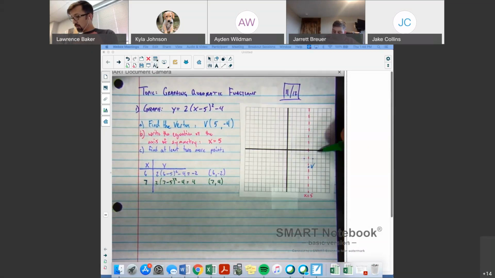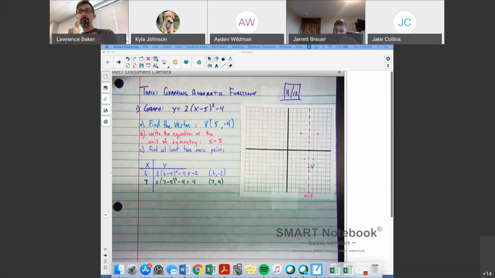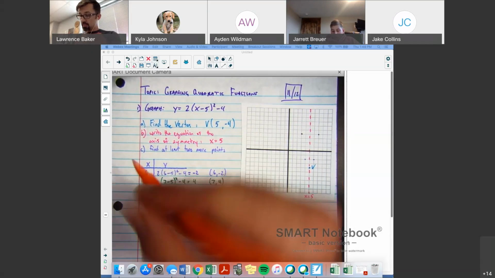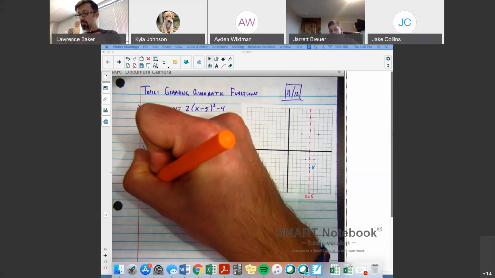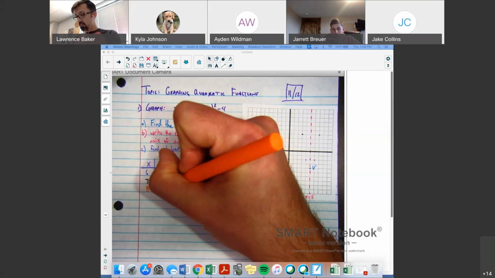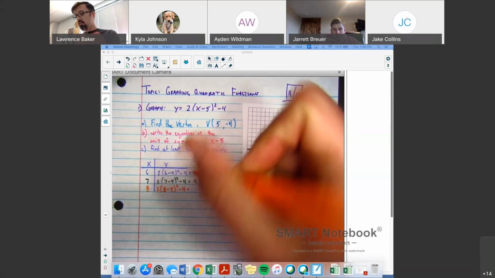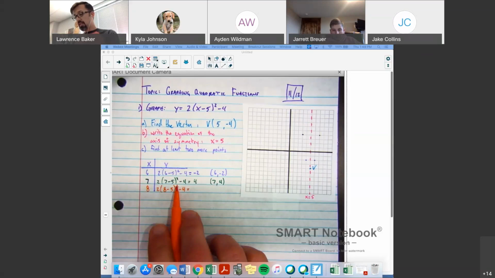I go to where (7, 4) is. That's 2 units away on the right. So I'll go 2 units on the left. And there's another point. I said I wanted you guys to do at least 5 points. We tried to do another point, right? I did 6, I did 7. I could try to do 8, see what happens. Having more information is always better. 8 minus 5 is 3. 3 squared is 9. 2 times 9 is 18. 18 minus 4 is 14.